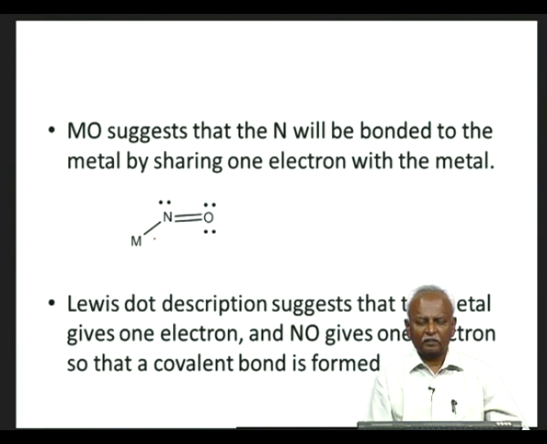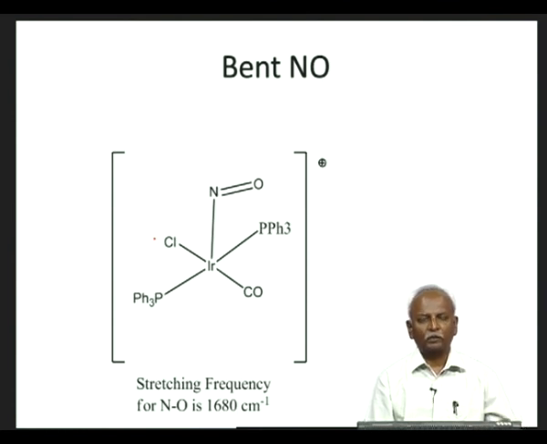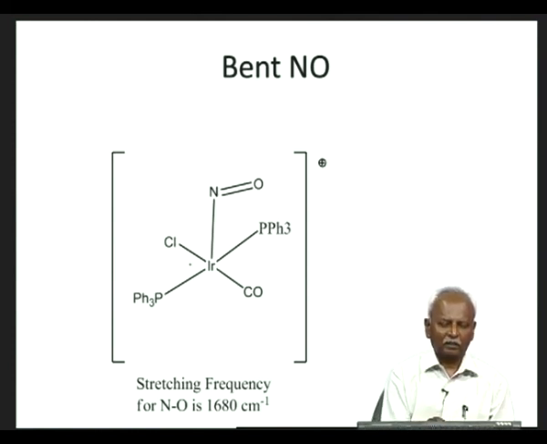MO suggests that nitrogen will be bonded to the metal, because that is where the electron was originally found, and the Lewis dot structure also points to the same fact. So, we have a covalent bond formed between nitrogen and the metal, just like you have a covalent bond formed between chlorine and the metal.